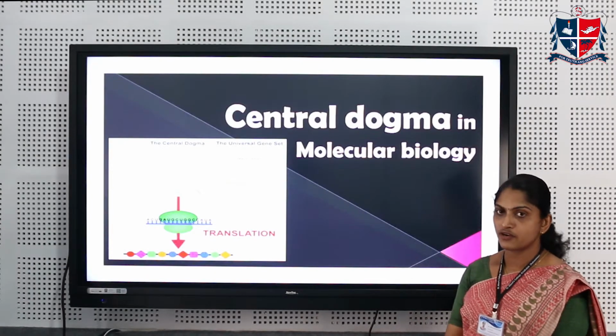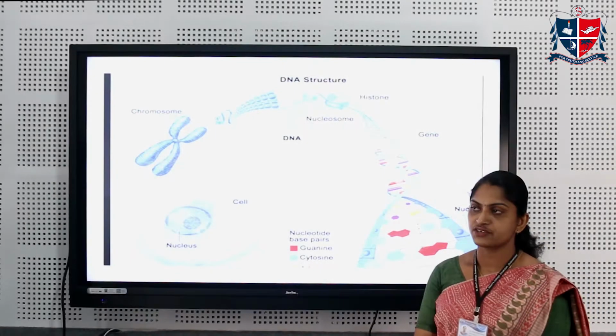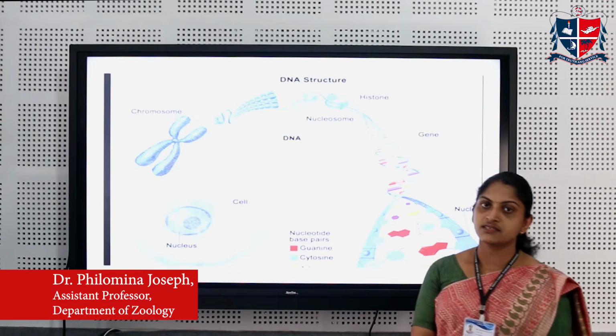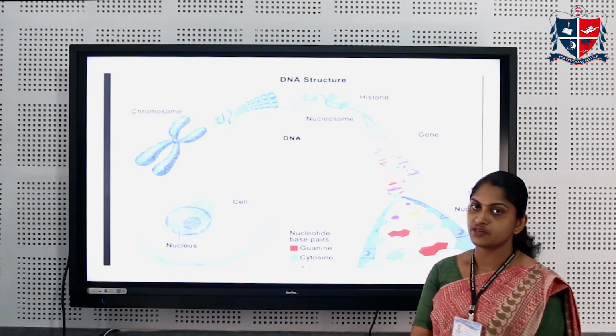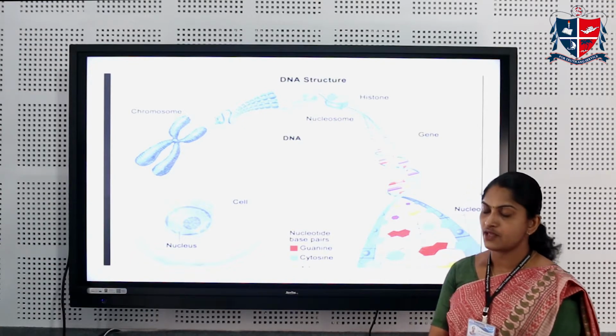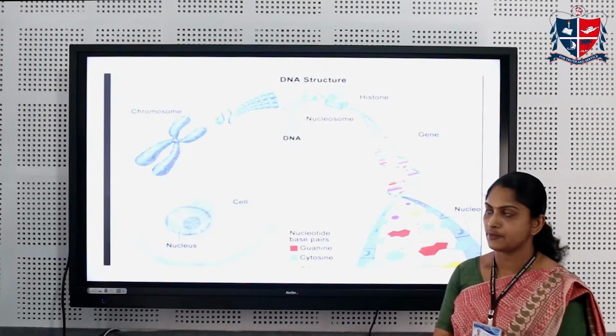Central dogma in molecular biology. We know DNA is a genetic material which stores the information in the form of letters, like nucleotides. These letters are adenine, thymine, cytosine, and guanine, that is A, T, G, and C. And these letters are actually the storehouse of information within the cell.